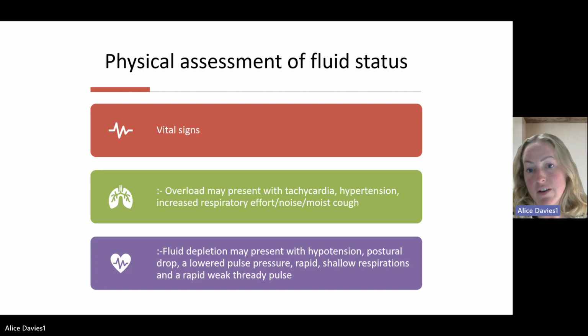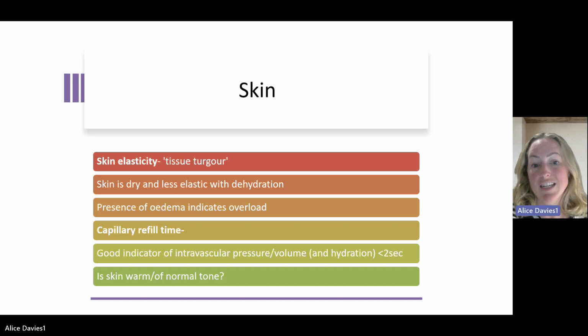Our physical assessment of fluid status can be through vital signs. So is she hypotensive, hypertensive? What's her respiration rate? How is her temperature? Overload might present with tachycardia, hypertension, increased respiratory effort, noise, maybe a moist cough. Fluid depletion can present with hypotension, postural drop, a lowered pulse pressure, rapid shallow respirations, and a rapid, weak, thready pulse.